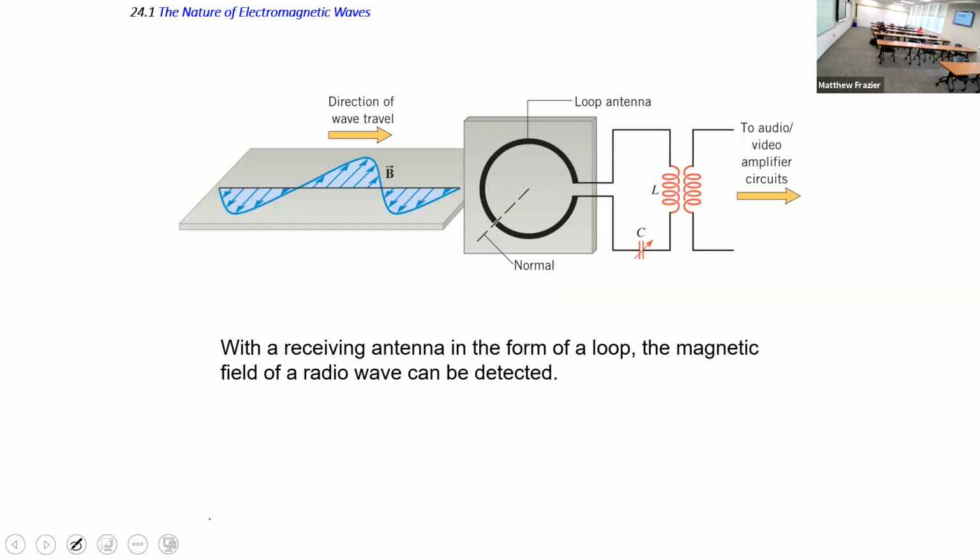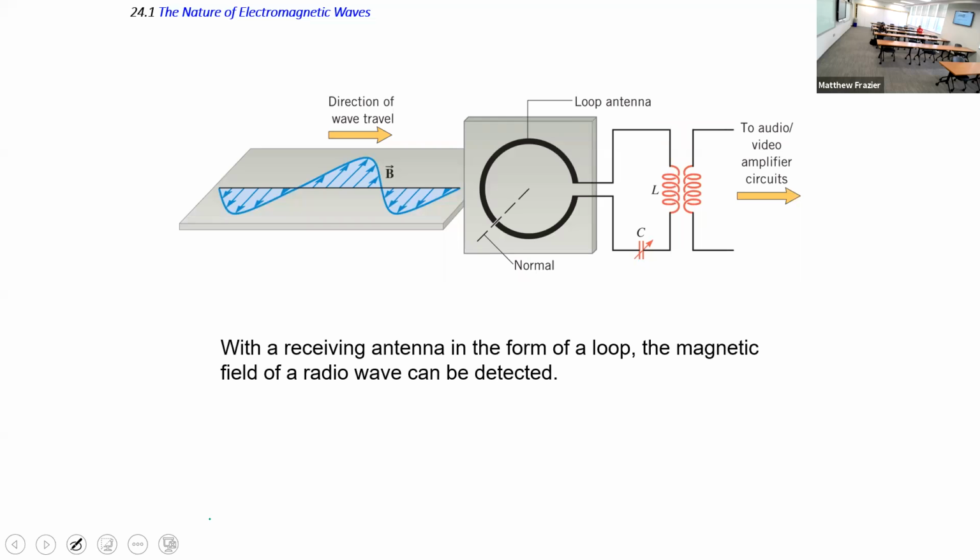You make a normal coil, this thing is ineffective with electric fields, but it's very effective with magnetic fields. And here you change the flux through this loop. That puts an EMF into the ends of the loop, which moves current through the coil and capacitor and picks it up the same way.